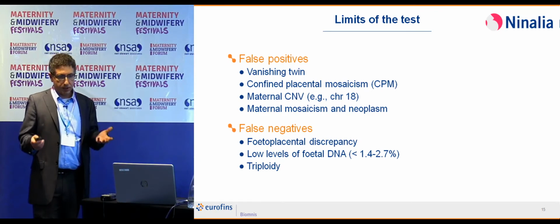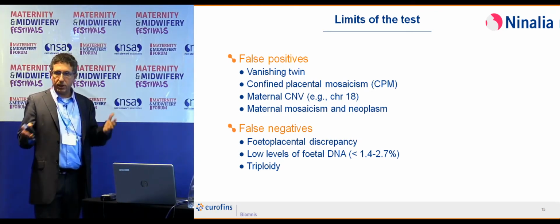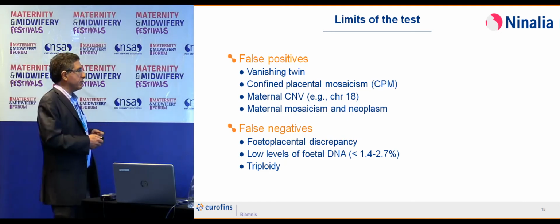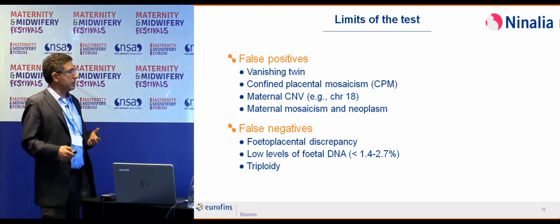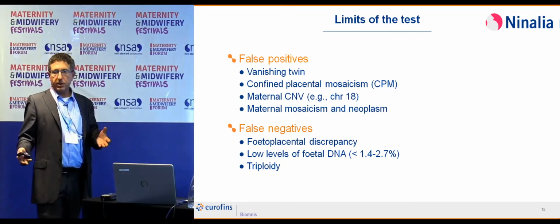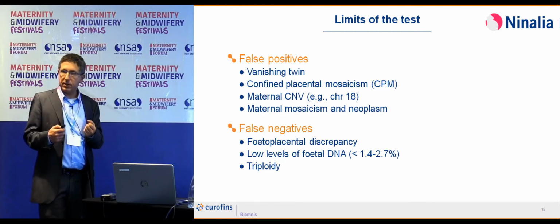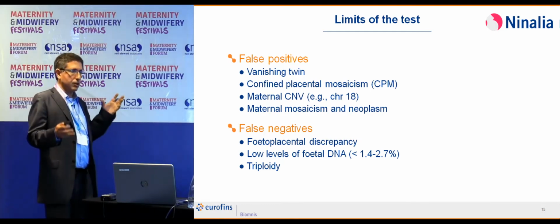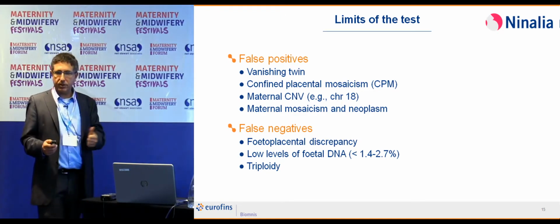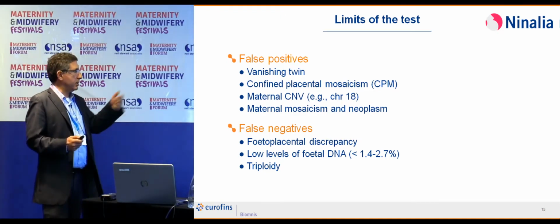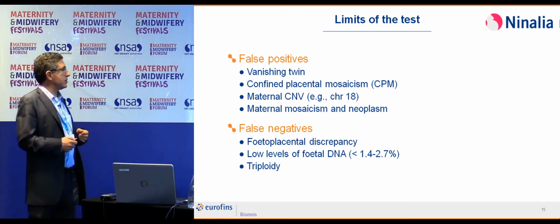Maternal CNV, this is copy number variant. If the mother has a different amount of chromosome 21 without any phenotype, it could make a false positive. And if the mother is affected by a neoplasm, the neoplasm can also deliver its cell-free DNA. So there's a mix between maternal cell-free DNA, fetal cell-free DNA, and neoplasm cell-free DNA. So it could make a false positive also.